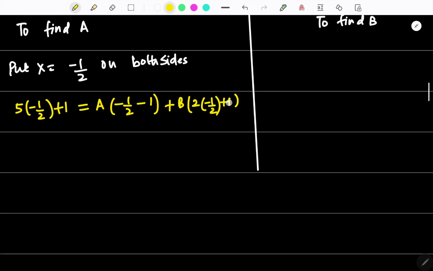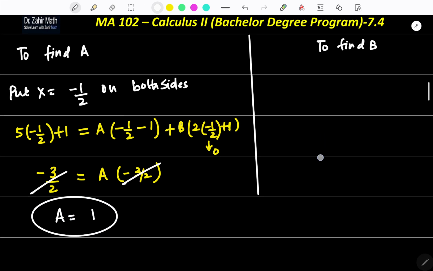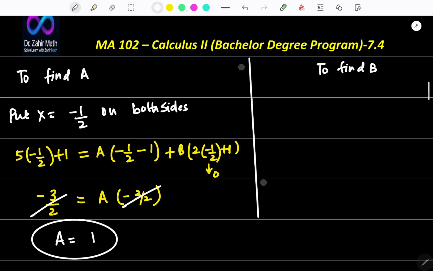So this part is going to become what? 0, right? So 5 times minus 5 by 2, which is minus 2.5. Minus 2.5 plus 1 is minus 1.5. So this is minus 3 by 2 is equal to a into minus half minus 1, which is a times minus 3 by 2, right? So on both sides minus 3 by 2 gets cancelled. A is equal to what? 1.